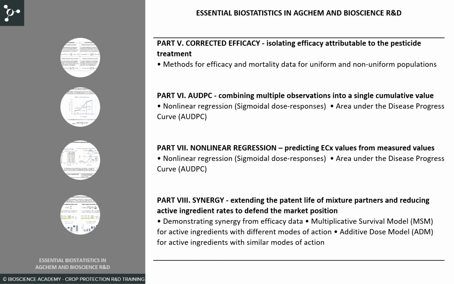Corrected efficacy covers the isolation of efficacy attributable to the pesticide treatment. This module focuses on isolating the efficacy attributable to the pesticide treatment in agricultural experiments. Students will learn statistical approaches to adjust for responses occurring independently of the treatments at zero dose or untreated controls, and accurately estimate treatment effects.